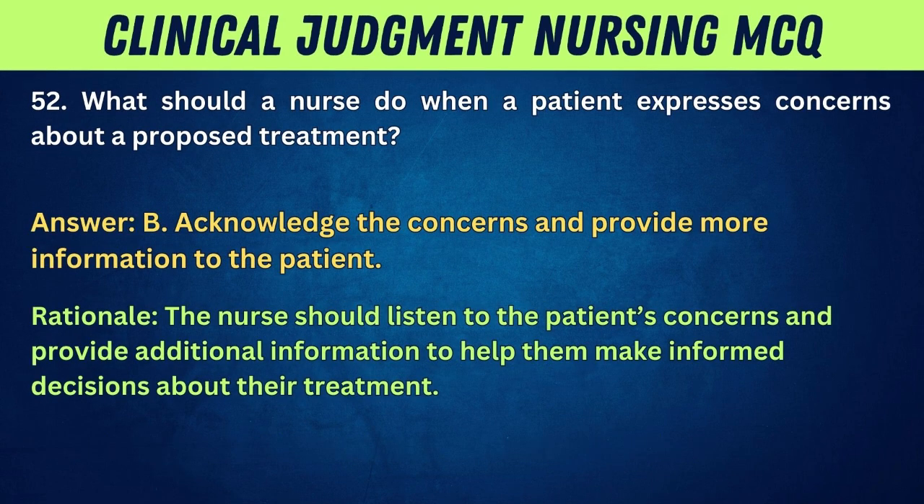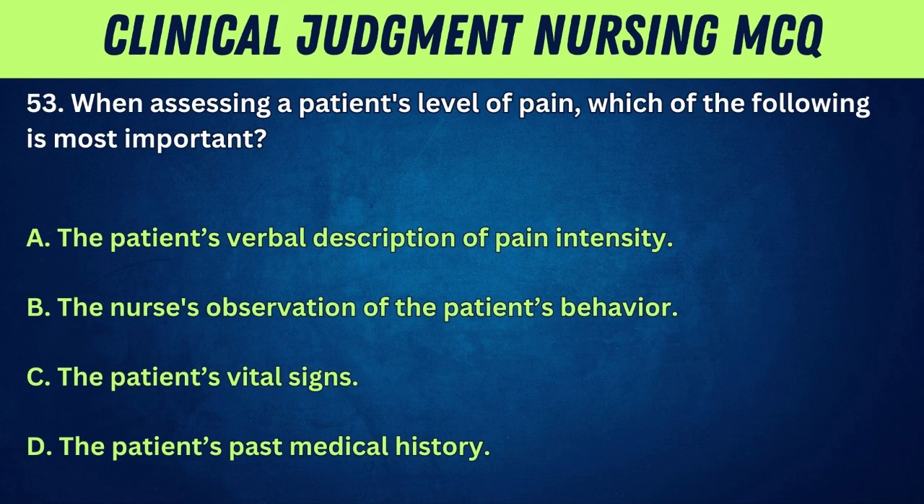Answer. B. Acknowledge the concerns and provide more information to the patient. Rationale. The nurse should listen to the patient's concerns and provide additional information to help them make informed decisions about their treatment. 53. When assessing a patient's level of pain, which of the following is most important?